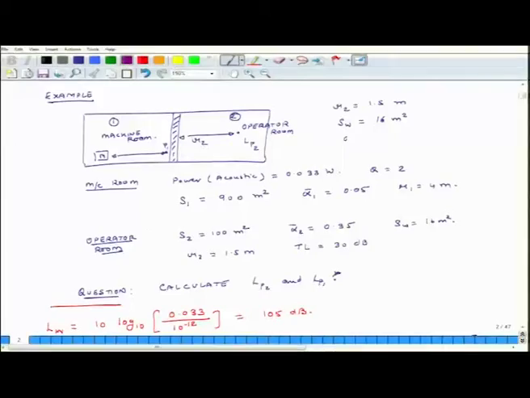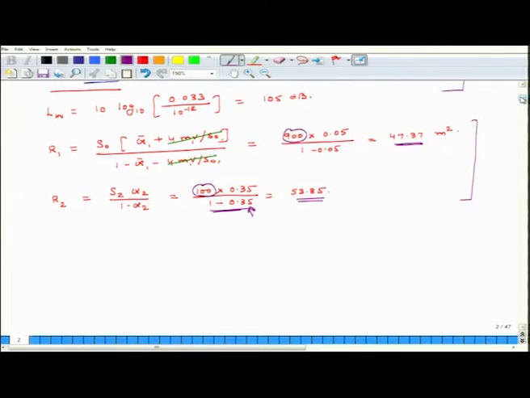So, this is the problem definition which we had described earlier, and to compute the values of sound pressure level in room 2 and room 1, we had to compute three important parameters LW, R1 and R2, which are the room constants. Now that we have done those calculations, we will continue our discussion and compute the sound pressure level in the two rooms.